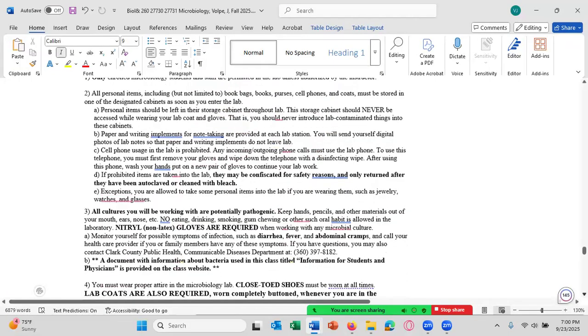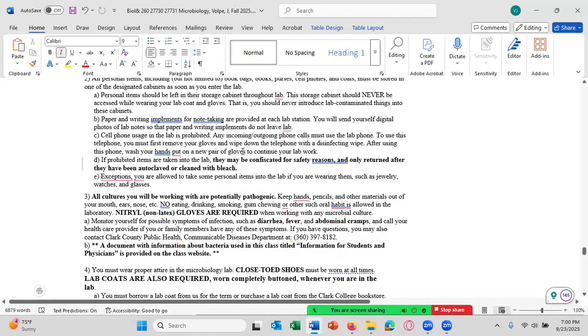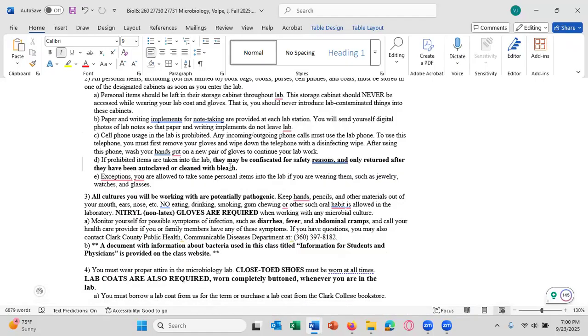Cell phones are not permitted in the lab, and any other thing that's taken into the lab proper, like taken to your lab bench, will be confiscated and you will not get it back until it has been put in a bucket of disinfectant or autoclave, and that would destroy your cell phone. We do have a lab phone in the lab. To use it, you can use your gloves. You can dial out in that lab.